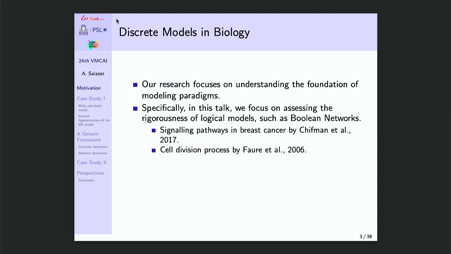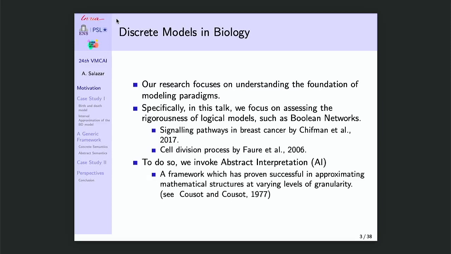And so what we would like to propose is to use abstract interpretation, which is a tool that has proven successful in approximating several mathematical structures. And we would like to abstract the behaviors that emerge from the reaction networks from a more formal level of representation.